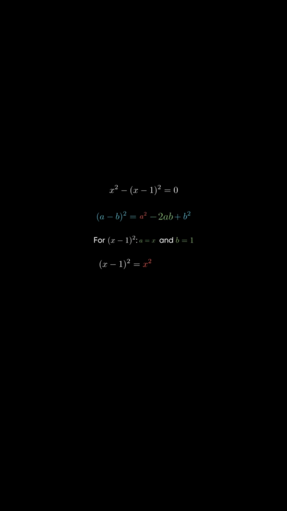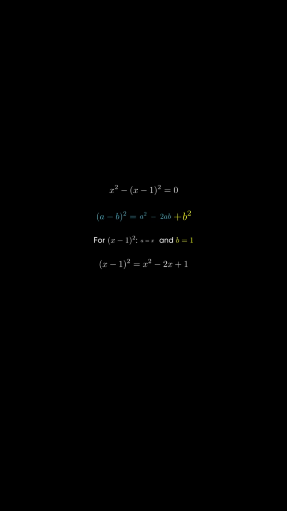The second term in our formula is negative 2ab. When we substitute a equals x and b equals 1, we get negative 2 times x times 1, which simplifies to negative 2x. The final term in our formula is b squared. Since b is 1, this gives us 1 squared, which equals 1.